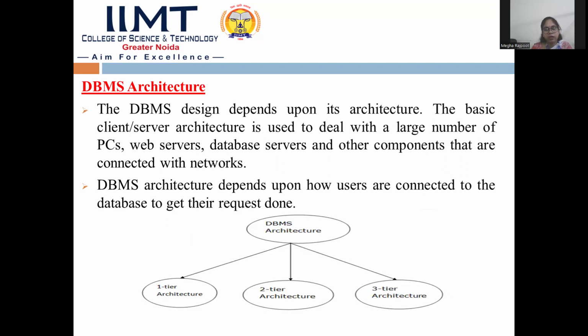Now we discuss the architecture of DBMS. In the following diagram, we will see there are three tiers of architecture in DBMS. First is one-tier architecture, next is two-tier, and next is three-tier architecture. So what is architecture? The DBMS design depends upon its architecture. The basic client-server architecture is used to deal with a large number of PCs, web servers, database servers, and other components that are connected with networks. DBMS architecture depends upon how users are connected to the database to get their requests done.